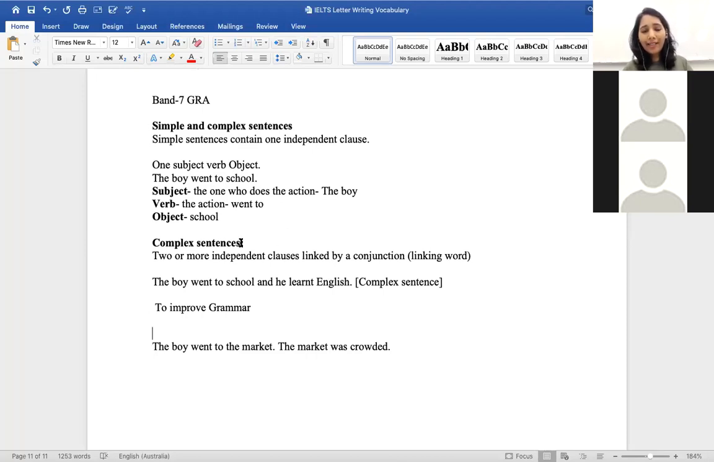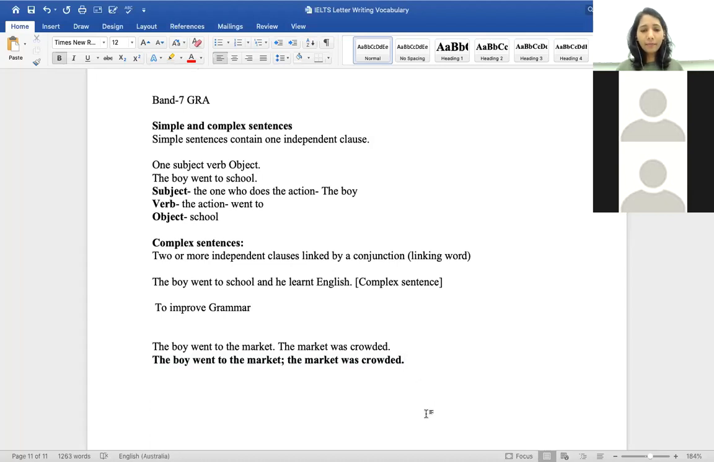For you to improve your GRA, don't confuse it. Don't link it to any other sentences. So if there are two simple sentences like this, the boy went to the market, the market was crowded, what you do is, to improve your GRA, you connect these two sentences. The boy went to the market. Instead of the full stop, you put a semicolon, space, the market was crowded. So you're demonstrating a higher level of English, or that you can compose a high level sentence.